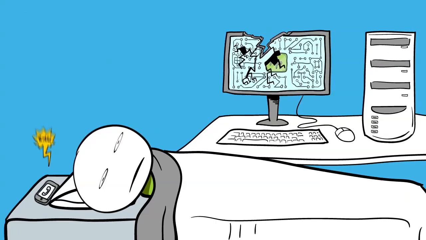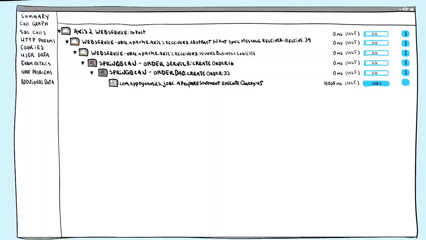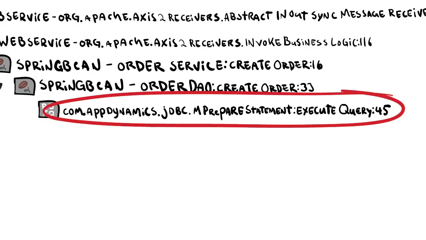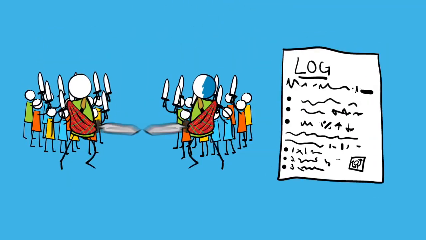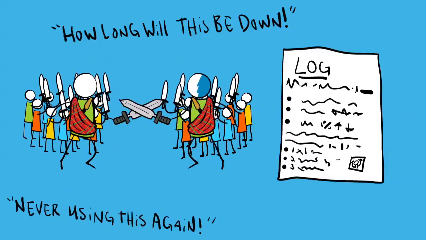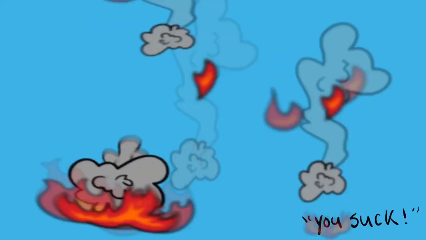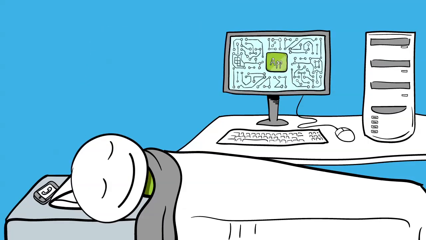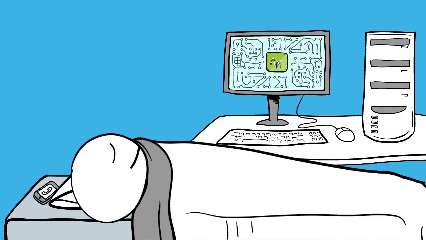Now, when you get that 3 a.m. phone call, you can just log into AppDynamics and instantly see the line of code that's killing your app. Which means no more war room or log files, no more lost users or revenue, and no more worrying about what might happen. Turn off the coffee pot and finally get some sleep.